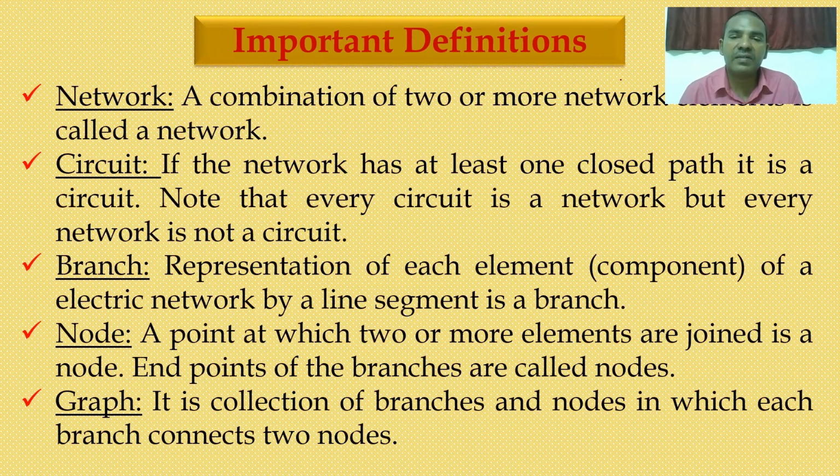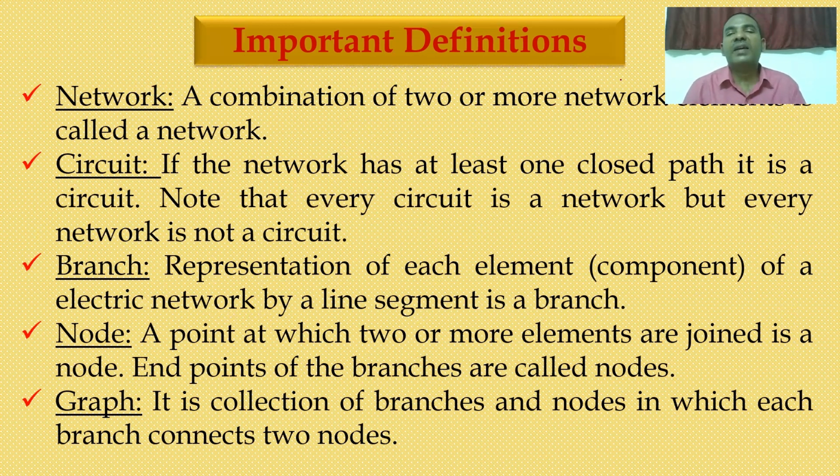So the difference between circuit and network is that a network may or may not be a closed path, but a circuit must be a closed path. Then what is a branch? Any element having end terminals you can call a branch: a resistor, an inductor, a capacitor, a voltage source, a current source. Then what is a node? Node means two branches, three branches, or n branches connected at a single point. You can call it a node or a vertex or vertices.